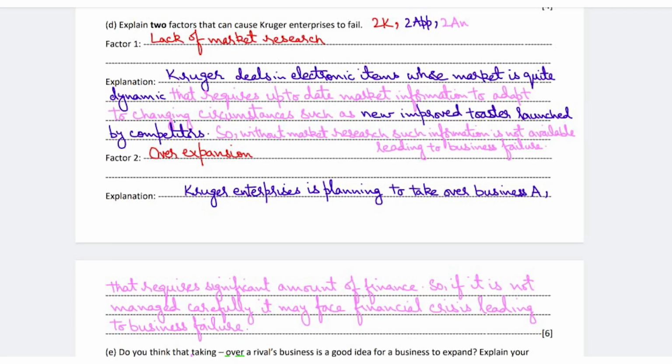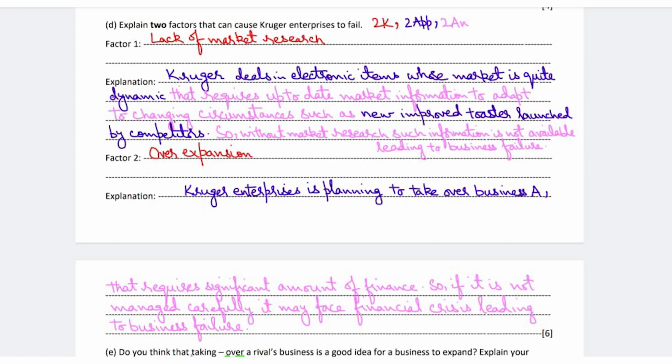Factor 2 is over expansion. Again, I colored it red. Again, knowledge being shown. Then Kroger Enterprises. Now again, if you write Kroger Enterprises, that is the name of the business, so this is not considered as application at all. Do remember that. If you write the name of the owner or the name of the business, this is not application. Use the context of the business. So Kroger Enterprises is planning to take over business A. Now this is application, right? But by writing this line alone, the examiner cannot consider that as application unless I relate it with my argument.